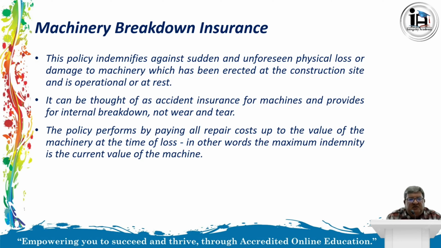Then when we look at machinery breakdown insurance, this policy indemnifies against sudden and unforeseen physical loss or damage to machinery which has been erected at the construction site and is operational or at rest. So it will be those machineries, like the cranes, which they put next to a big block of flats or big office blocks that they build. They've got these cranes at the top, and then you've got the crane driver climbing up the ladder. They pick up stuff from the ground, they hoist it up, and then they put it on the roof so that the builders can carry on building higher and higher.